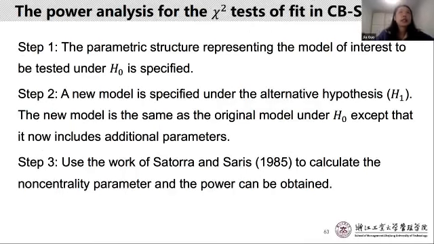And then let's look at the steps. The first step is that we specify the null hypothesis. And step 2 is that we specify the alternative hypothesis. The alternative model is the same as the original model, except that it now includes additional parameters. That's the difference between the alternative hypothesis and the null hypothesis. And the last step is to calculate the non-centrality parameter and the power.